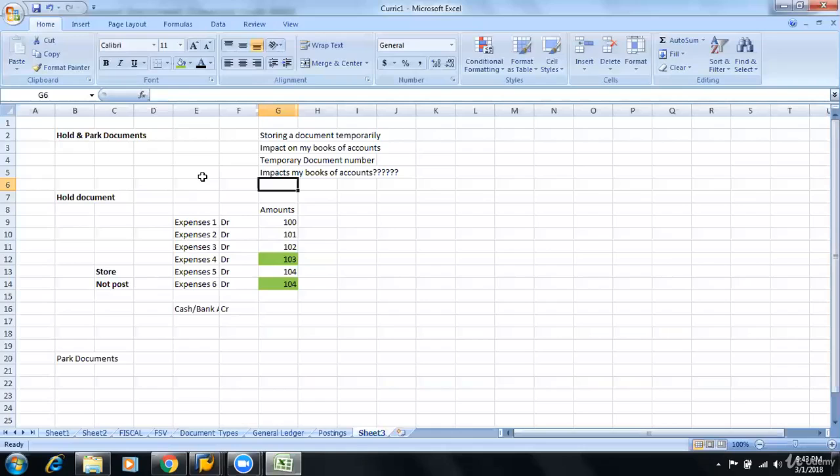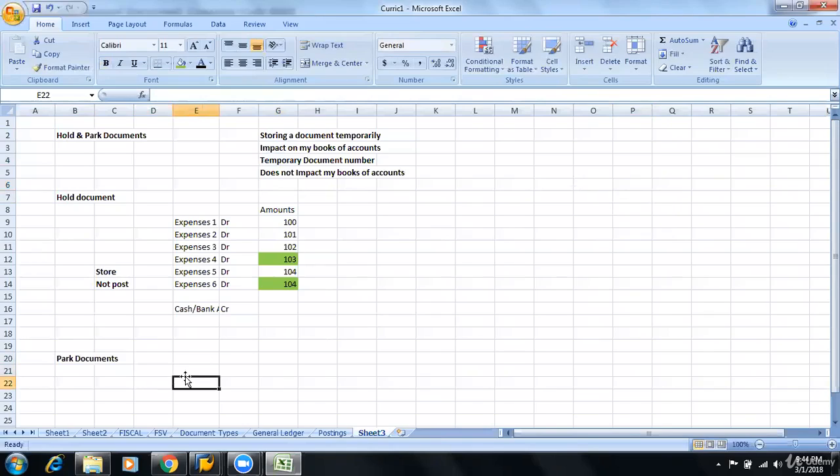Okay. So what was our finding? It does not impact my books of accounts. So these are a few points. Next, we are done with hold document. Let's move on with park documents.